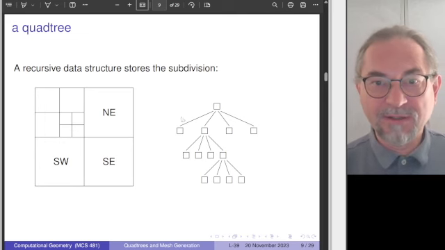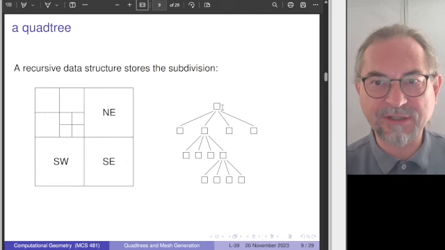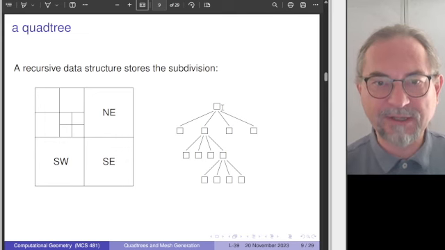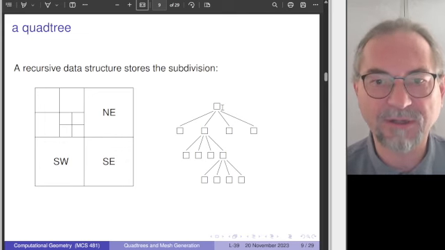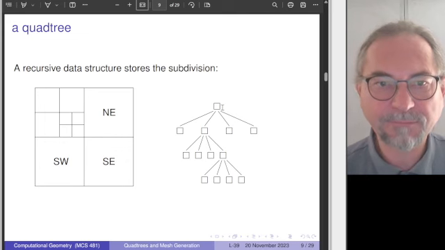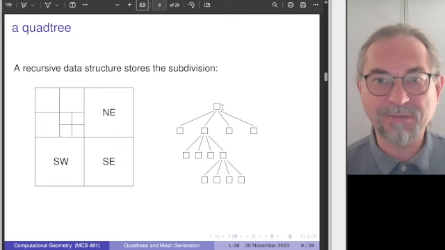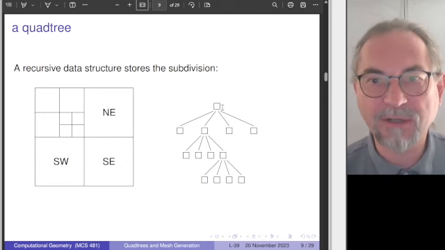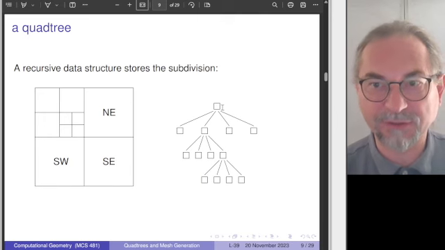So every node in the tree represents a region. The inner nodes are regions that are further subdivided, and the leaves are the finest part of this subdivision. It is a recursive data structure, not a binary tree, but a quadtree, where we have 4 children for every node that is not a leaf.